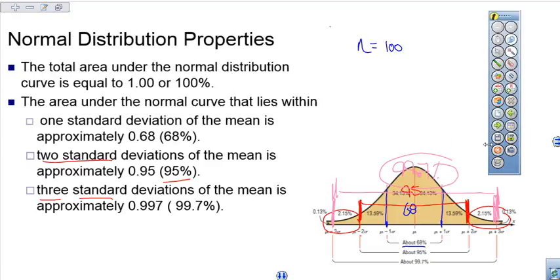All right, so that takes a look at basically the properties of a standard normal distribution curve, just the basic understanding of what's going on when someone says to you normal distribution or bell curve. These are the properties that are going to apply.